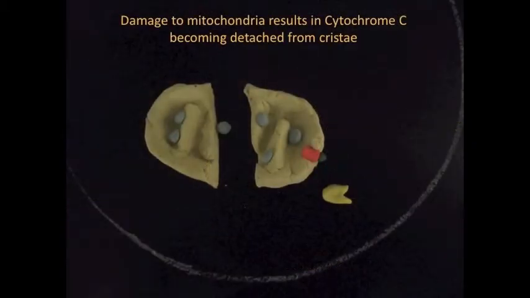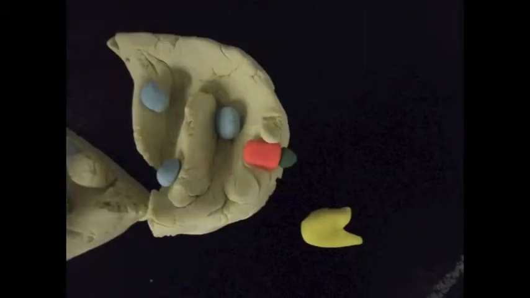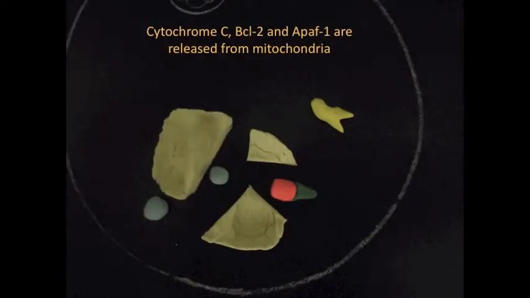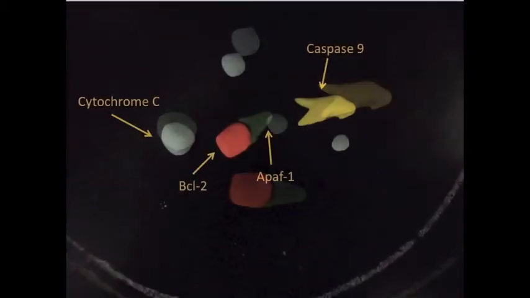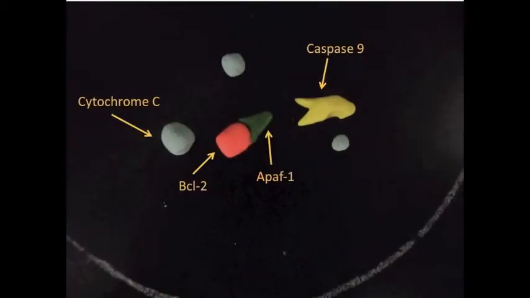Exaggerated here, the event of mitochondrial damage, which can be caused by something as simple as small breaches in membrane integrity, causes cytochrome C to detach from the cristae. This very same event will lead to the release of BCL2 and APAF1 from the mitochondrial membrane into the cytoplasm. What we're left with is a cytoplasm containing free-floating cytochrome C, BCL2, APAF1, and caspase-9, which is our main intracellular initiator in this apoptotic pathway.